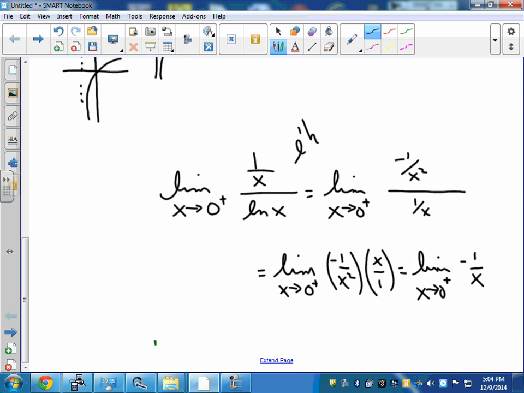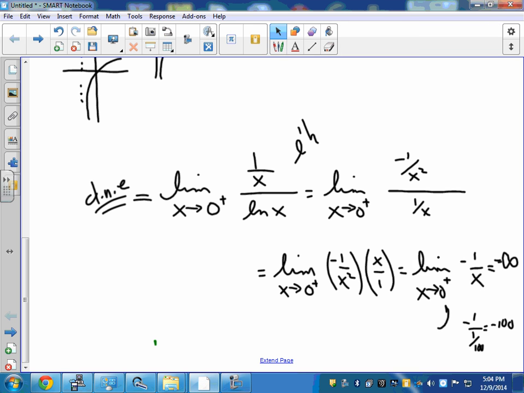And as x goes towards 0, this becomes extremely, extremely large negative, so negative infinity. You could just try putting some numbers in there. If x was 1/10, this would be negative 1 over 1/10, which is negative 10. If x was 1/100th, this would be negative 1 over 1/100th, and that becomes negative 100. So yeah, sure enough, this limit does not exist.